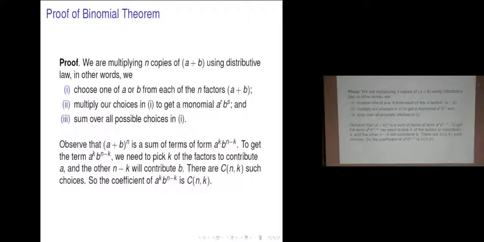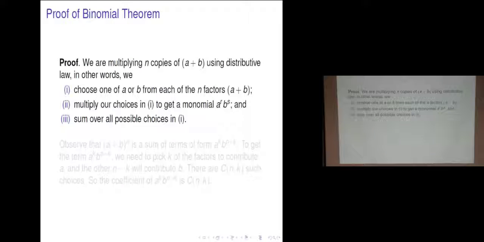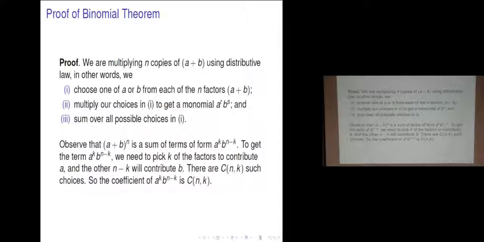So observe what we just said: (a plus b) to the power of n is a sum of terms of the form a to the k, b to the n minus k. Here I cheat a little bit, actually it is b to the k times a to the n minus k, but they are symmetric, so it doesn't matter. So it's of the form a to the k, b to the n minus k.